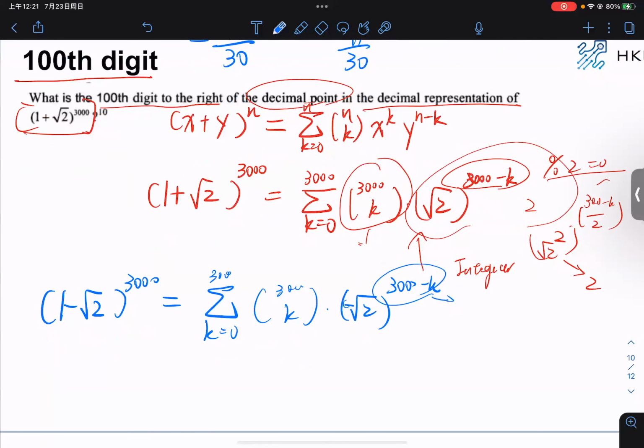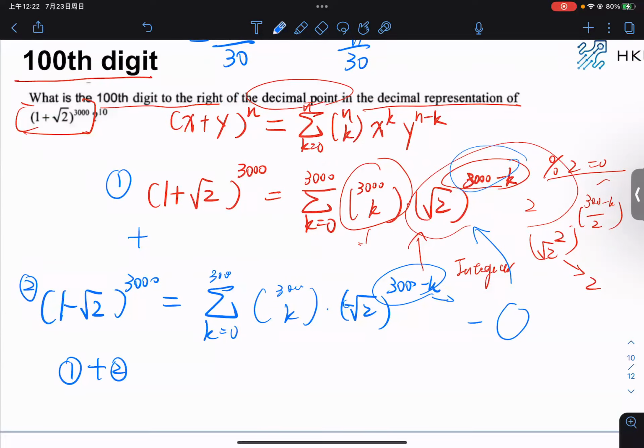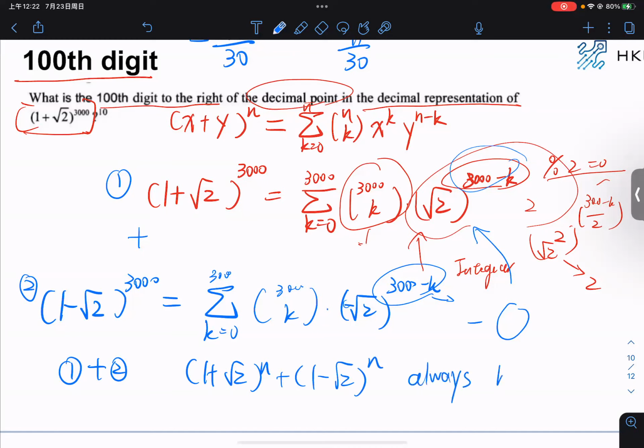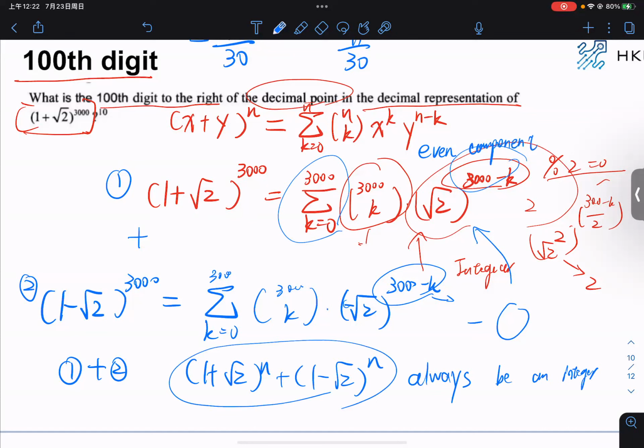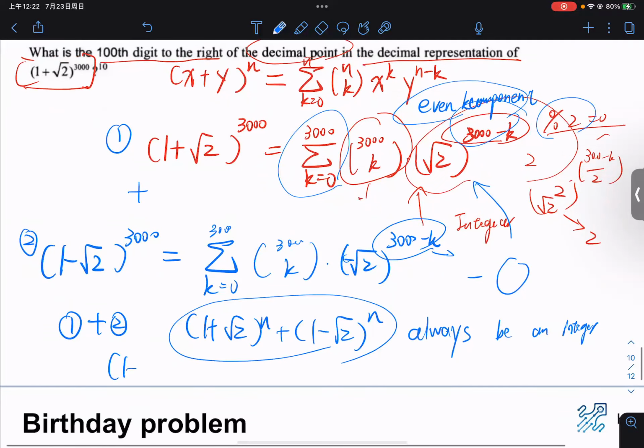And now if this number is odd, this is going to be the negative of the thing from here. So if I call this one 1 and this 2, and take 1 plus 2, then all the odd terms are going to be canceled out. So (1 plus square root 2) to the n plus (1 minus square root 2) to the n will always be an integer, because after we take the sum, the only thing left is all the even k components. And for every even k, which is modulo 2 equal to 0, it is going to be an integer.